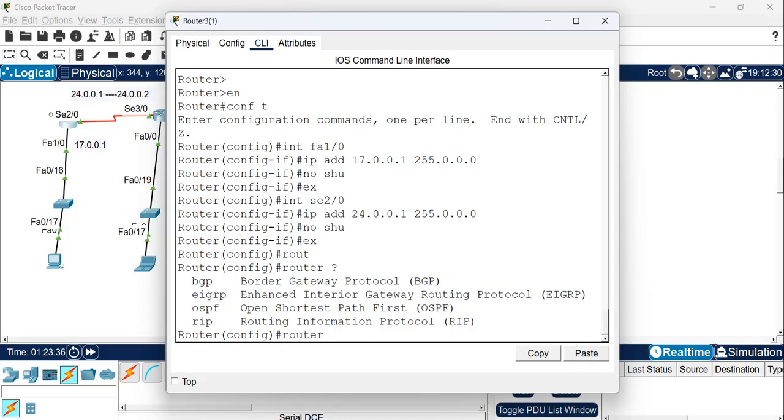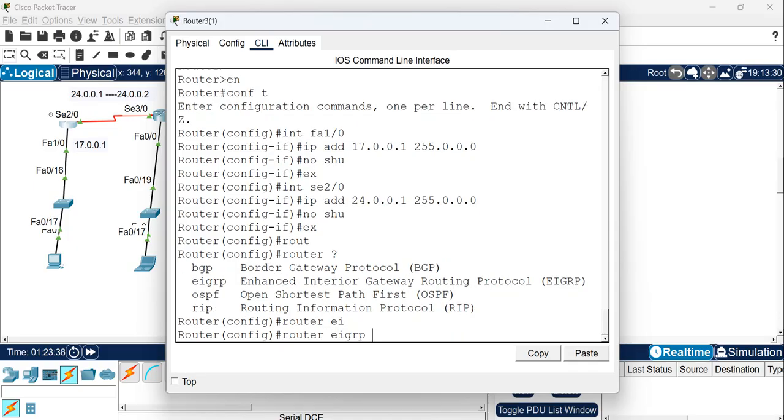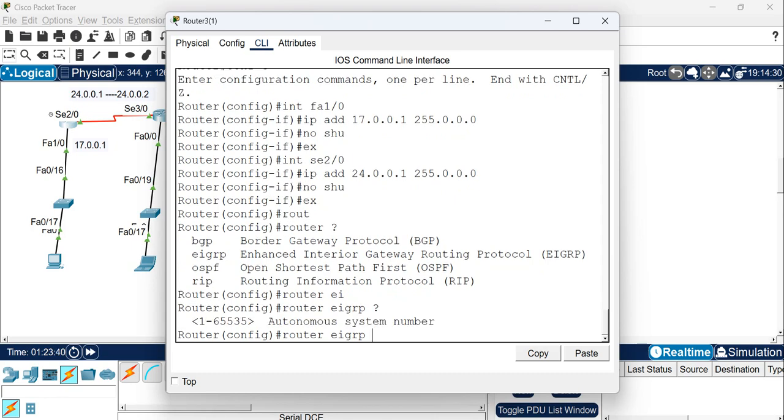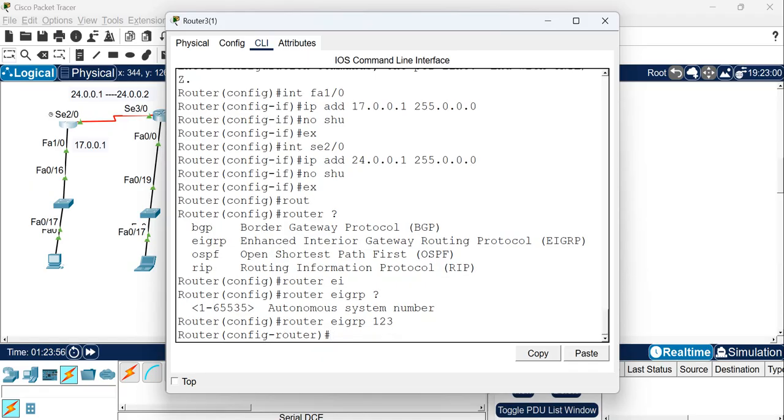So what am I going to configure now? I'm going to configure EIGRP. Just put a question mark. Can you see what I got? I got something on autonomous system number. Give me some autonomous system number. Now what will be the number? It can be any number from this range. Clear? I'm going to use the number 123. Possible? Yes.